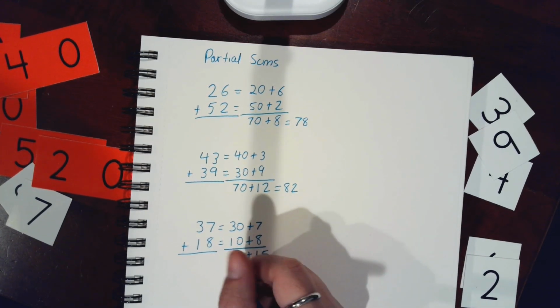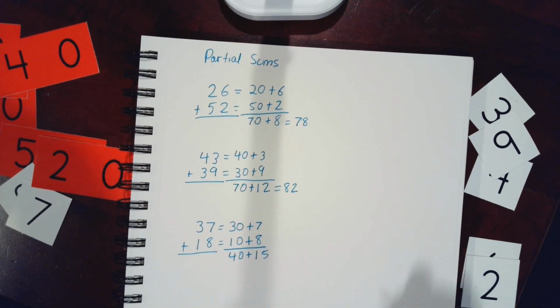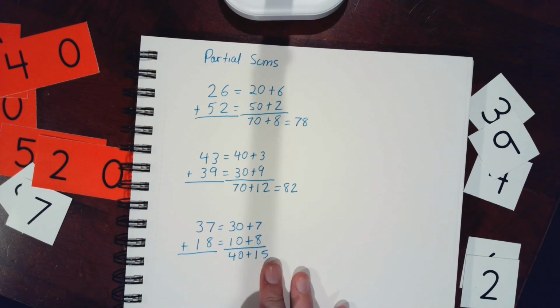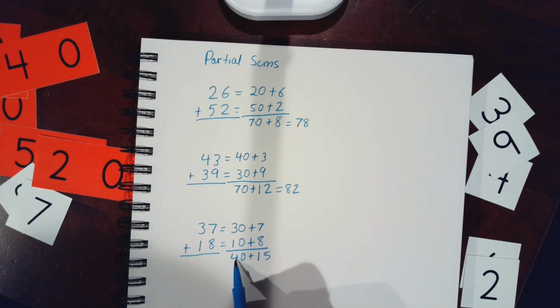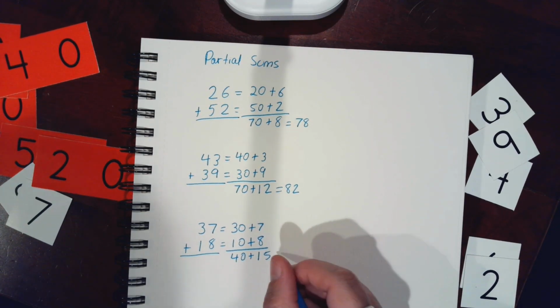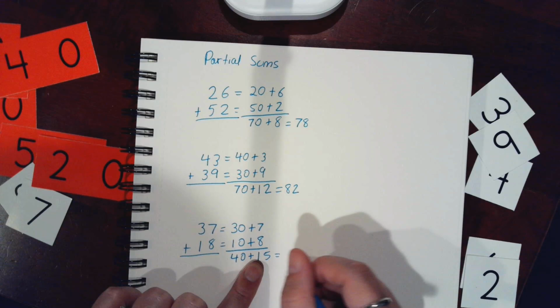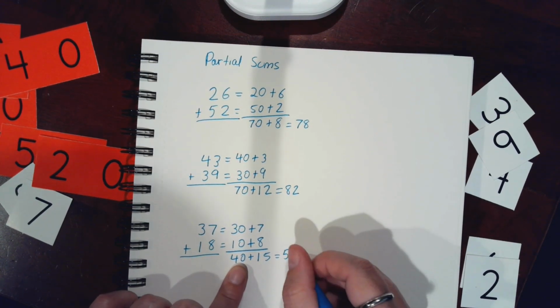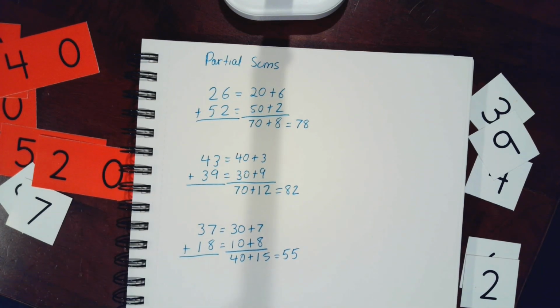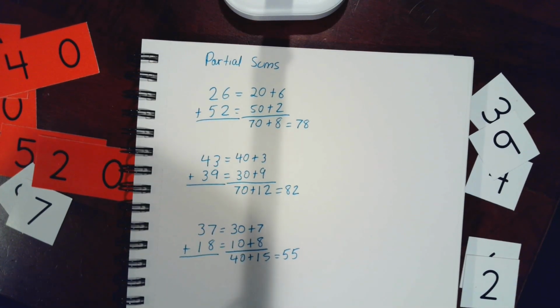30 and 10 makes 40. So again, I have an extra 10 over here. So when I combine it, I have to make sure this 10 gets added to that. So I have 4 10s and 1 more 10, which would give me 5 10s. And then I have the 0 and 5, which would give me 5. So 37 plus 18 equals 55.